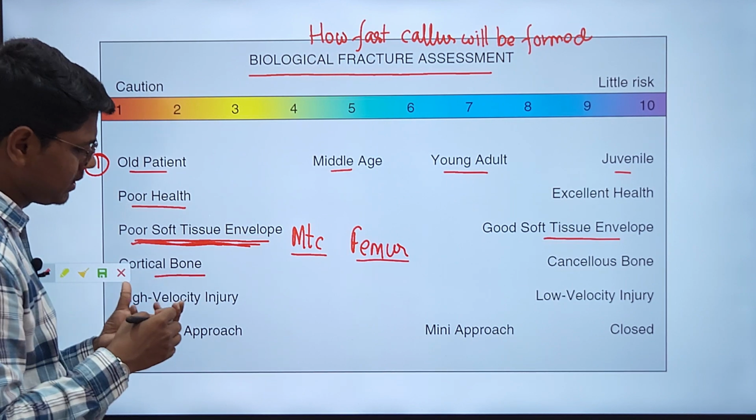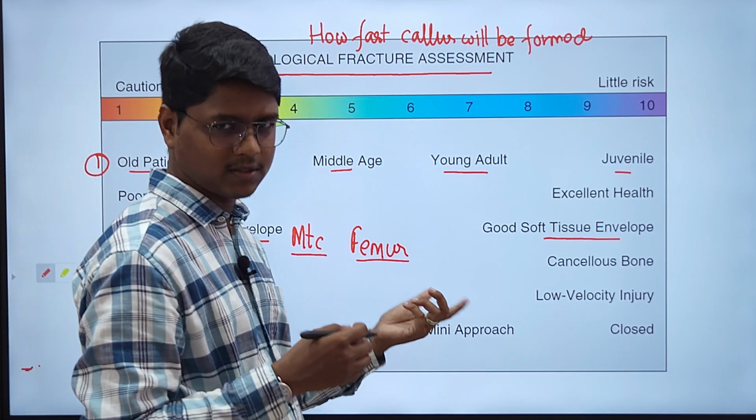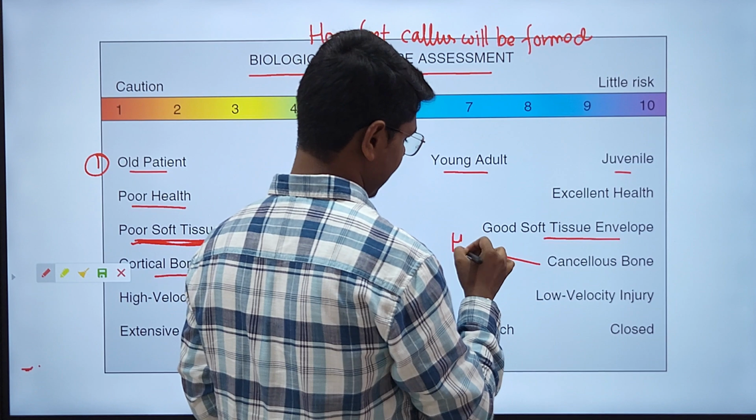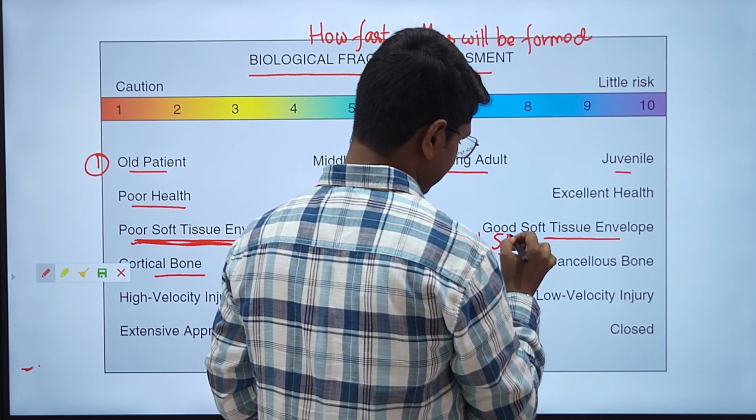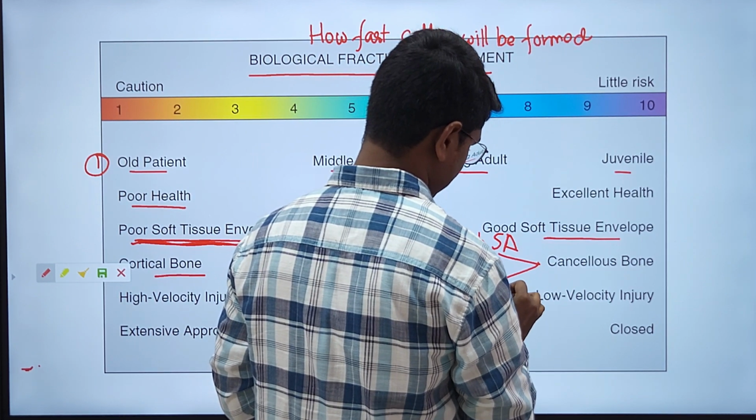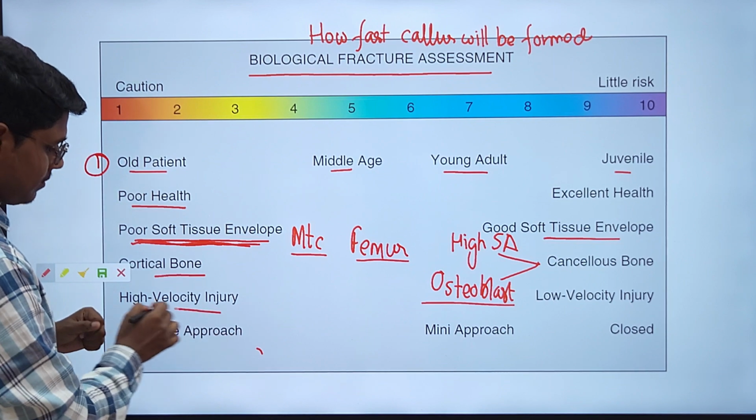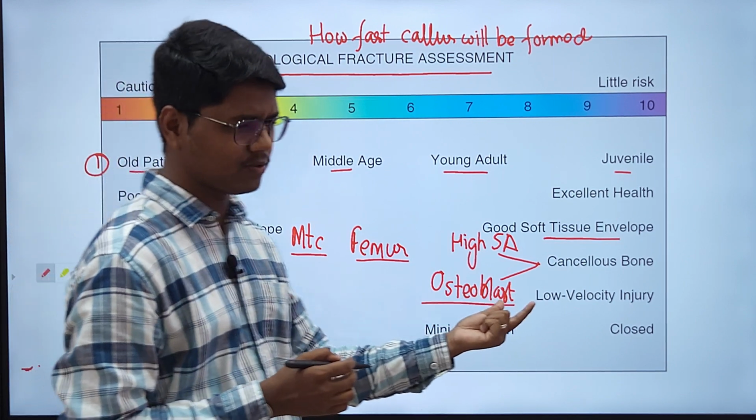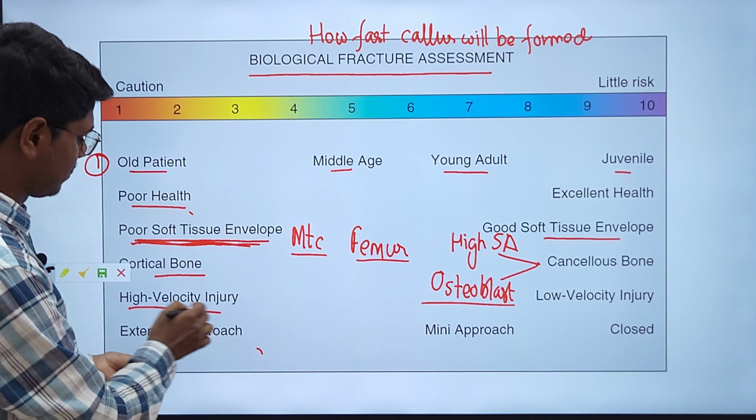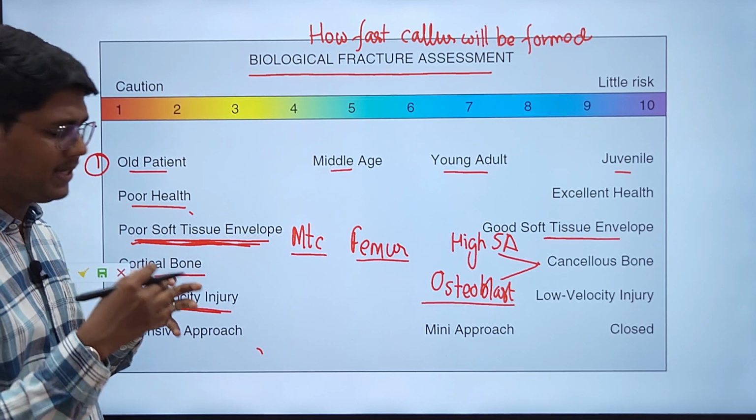Next, whether the fracture is cortical or a cancellous bone fracture. A cancellous bone fracture is very good from the callus formation point of view, because cancellous bone has high surface area, as well as you will find abundant osteoblasts, which cause osteosynthesis. That is why cancellous bone heals faster than cortical bone. Next, velocity of injury, high velocity injury or low velocity injury, which also comes under the mechanical one. Also, what is the degree of injury. Suppose there is a comminuted fracture, the callus formation will be delayed.